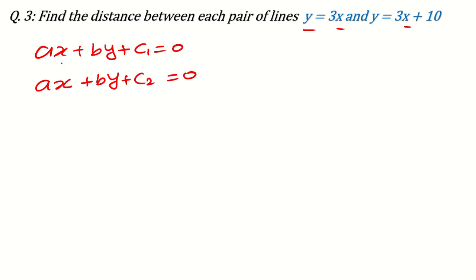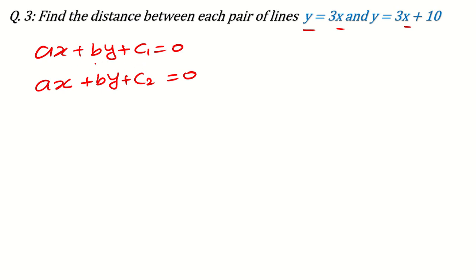Okay, anyone who can tell me why I have taken the coefficients of x and y the same in both the equations, but why not the constants? C1 and C2 are different, but A and B are the same. Why is it so? Please write your answer in the comment and think about it, okay? Because a straight line, if you are analytical, all questions will be correct every time, okay?